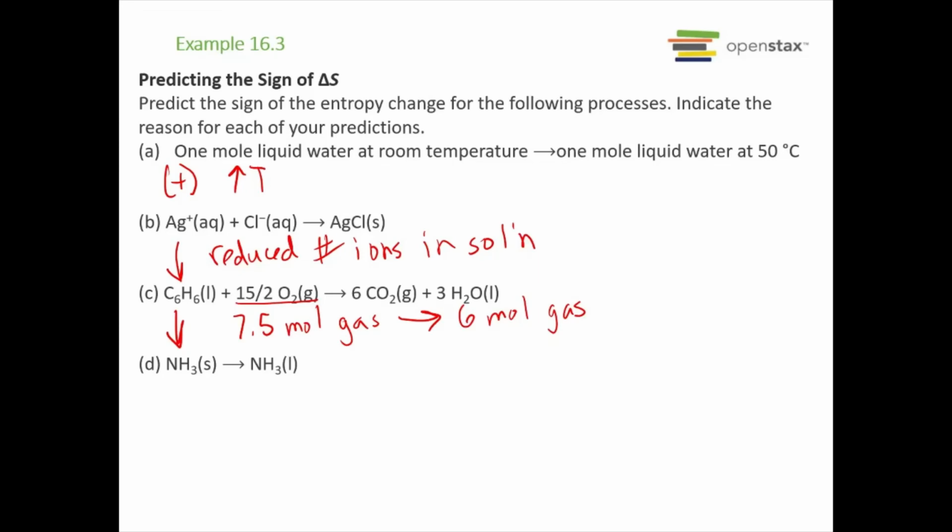And then D, we have solid NH3 going to liquid NH3. This is going to be an increase in entropy because we have a phase transition going from solid to liquid, which is going to increase how the matter is dispersed.